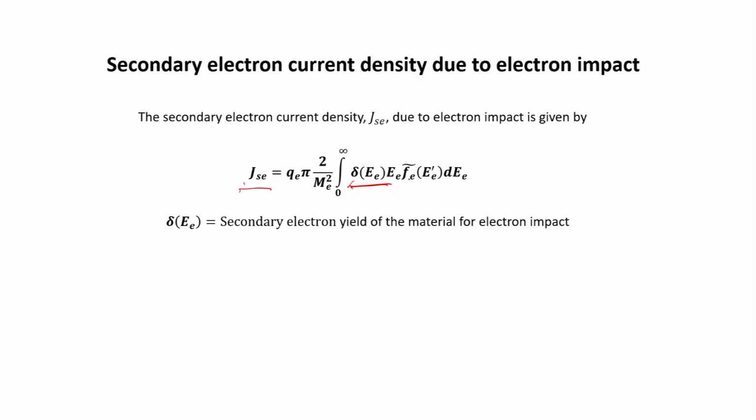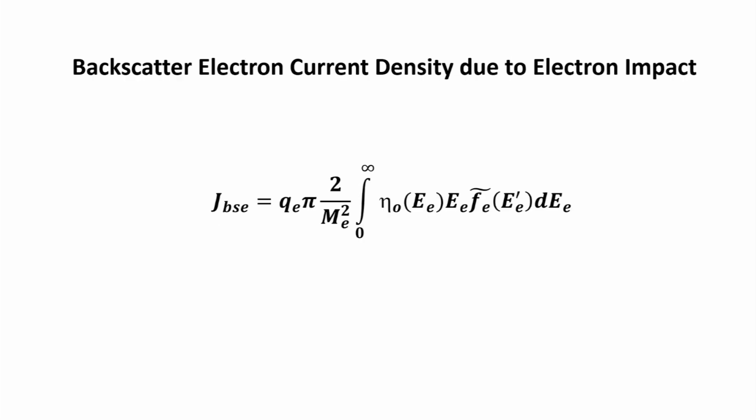Similarly, you can find it if the primary is the ion or energetic ion, what is the secondary emission; so E will be replaced by I only. Similarly, I can write the expression for the backscattered current density, and here I will use the BEY, that is the backscattered electron yield, and otherwise it is the same. So, now let us discuss the photo current density.